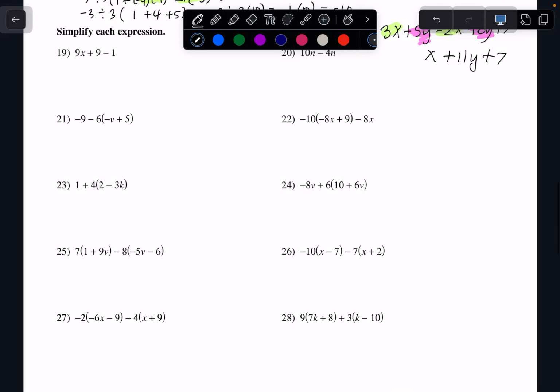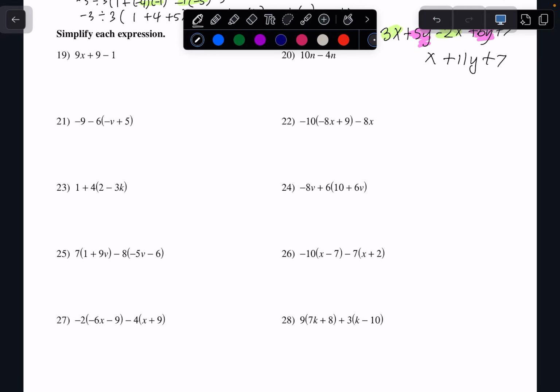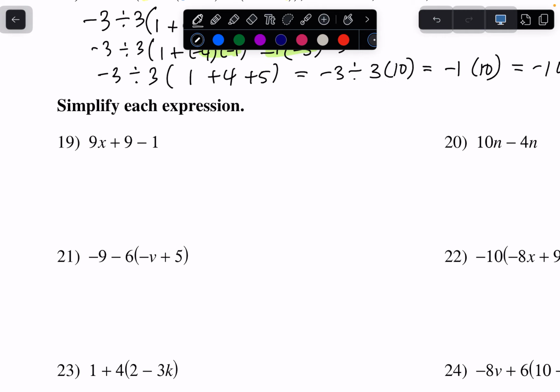Okay, so we're just going to do this left column here of the odds, and then your job is to work on the ones we didn't do together. So let's look at 19. In this list, it's just addition and subtraction, but we have to be mindful that the one has an x on it, the others do not. So those are like terms. We can only combine those, and then we're stuck. So you get 9x plus 8, and that's as far as you go.